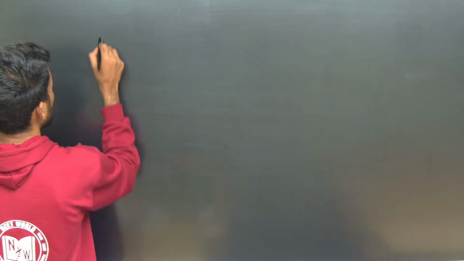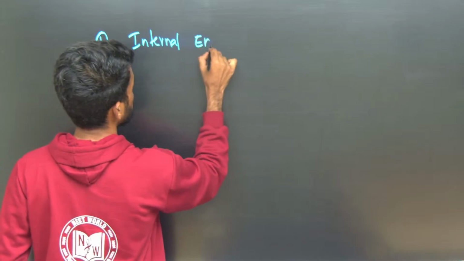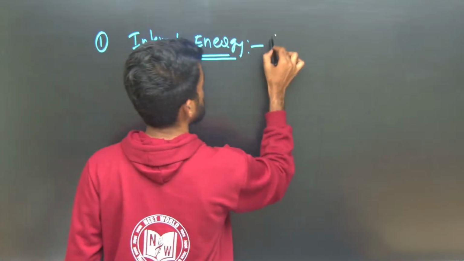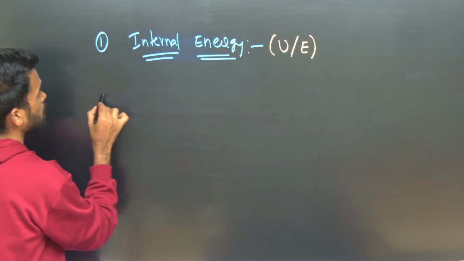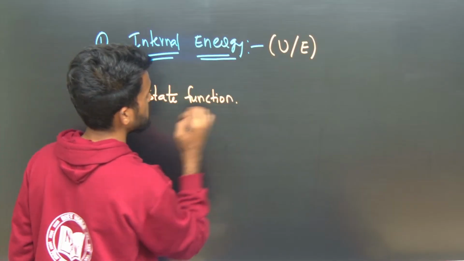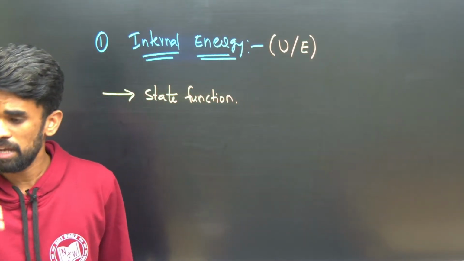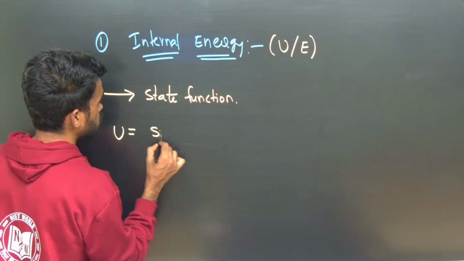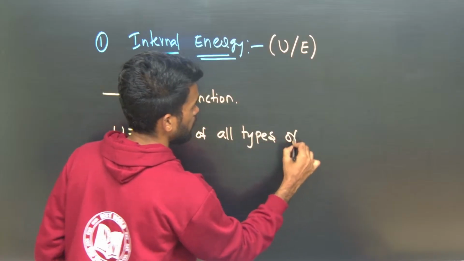First of all, the basic term you need to know is internal energy. So what exactly is internal energy? Internal energy is indicated with the symbol U, or sometimes some books give E. Internal energy is a state function. Every system, whatever you take, has energy associated with it internally. So internal energy is nothing but the sum of all types of energies of the system.